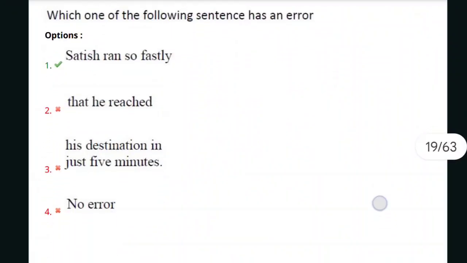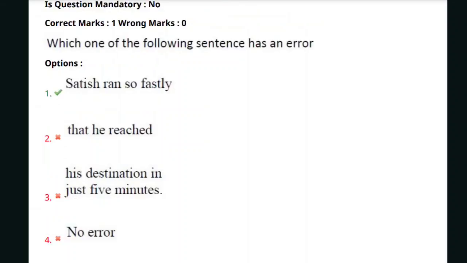Let's move towards third question. Which of the following has an error? And the sentences are, Satish ran so fastly that he reached his destination in just 5 minutes. Here the error is in the first sentence, that is, Satish ran so fastly. Here the error is with the adverb fastly. Instead of fastly, the correct adverb would be fast.